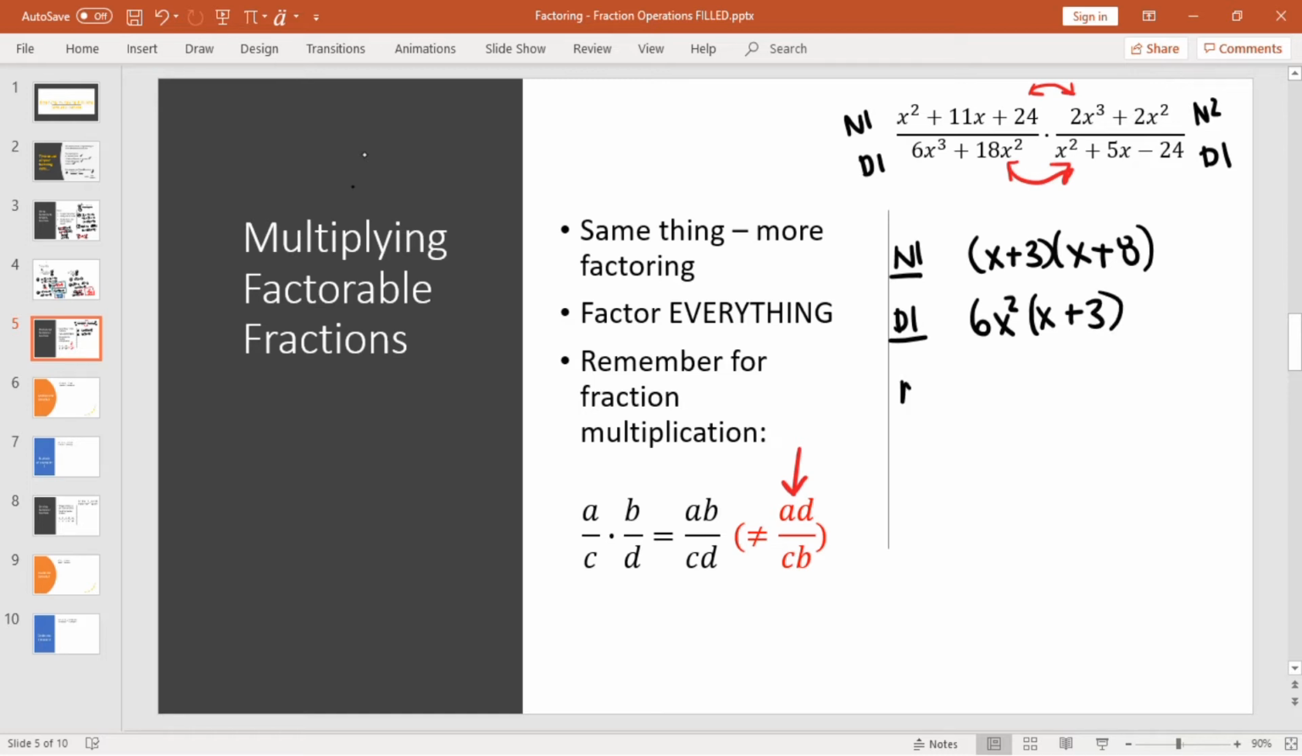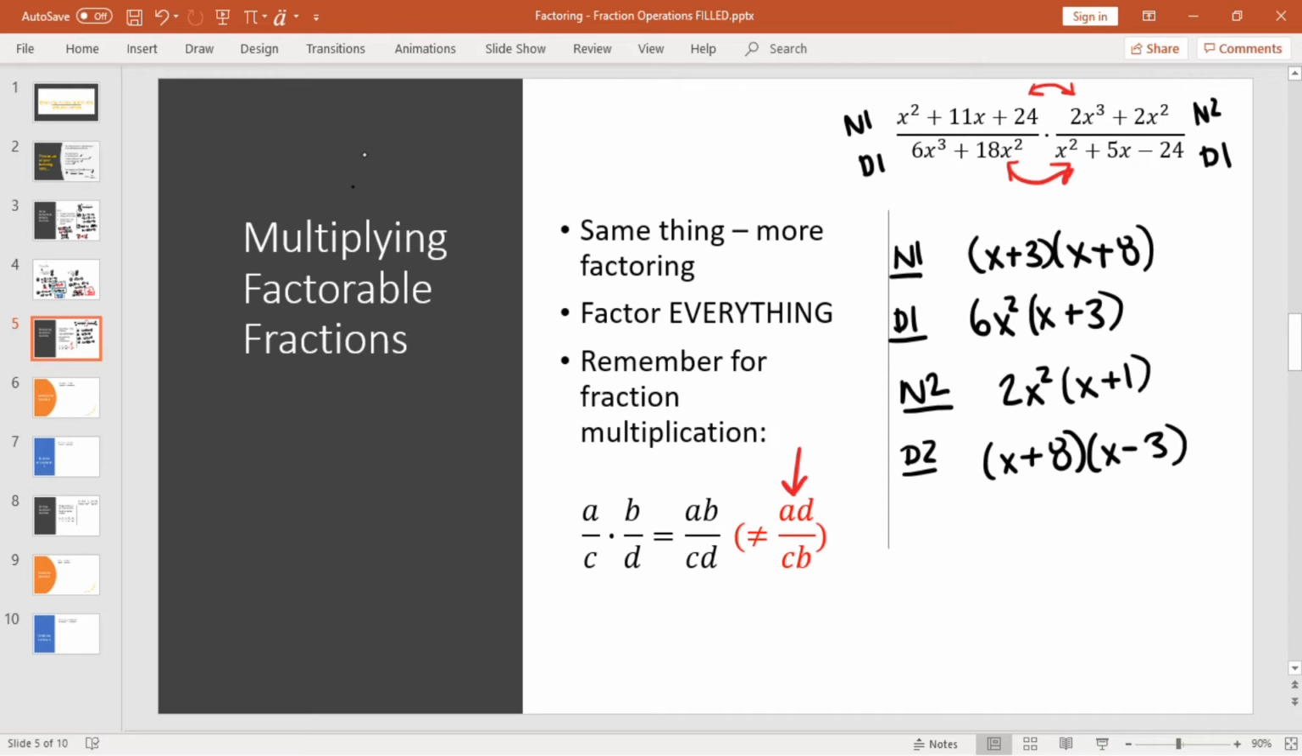Looking at numerator 2, this is also common factoring. I can take out 2x squared, and this is going to leave x plus 1. And on denominator 2, I have to multiply to negative 24 and be 5 apart, so I'm looking at 8 and 3 again, but this time in order to get a positive 5, the 8 must be positive and the 3 must be negative.